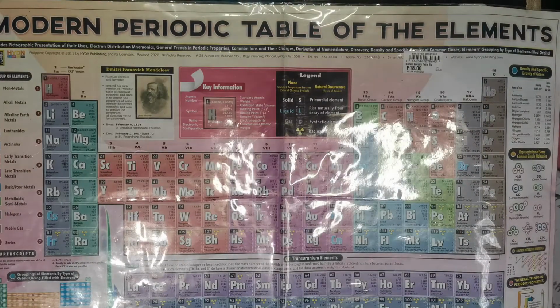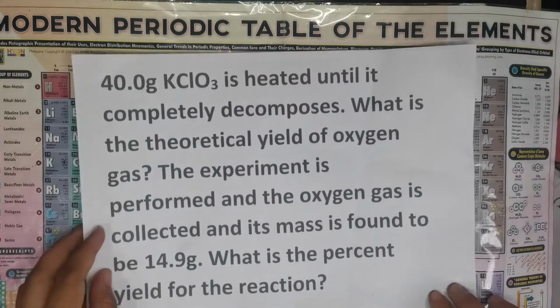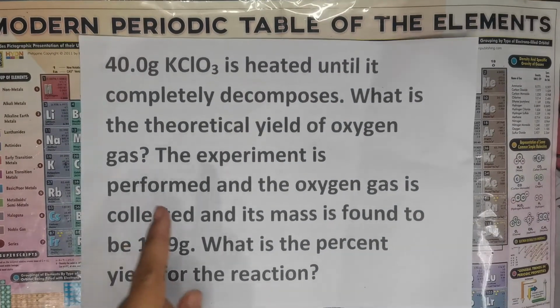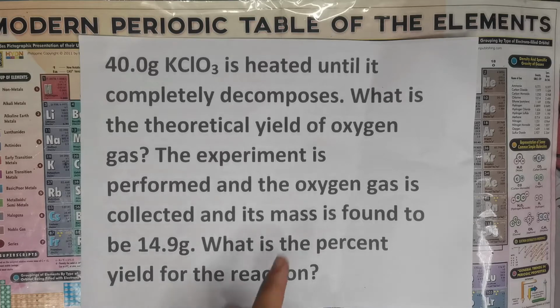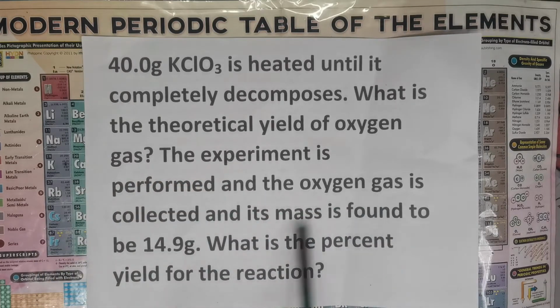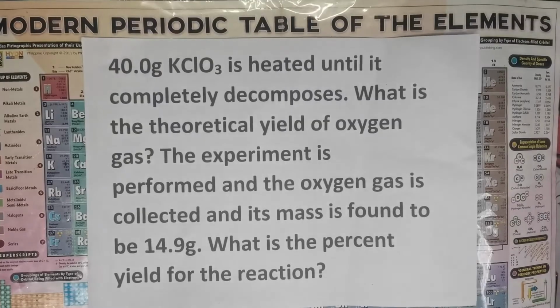So, let's have the problem here. It is written also in your module. We have here 40 grams of potassium chlorate heated until it completely decomposes. What is the theoretical yield of oxygen gas? The experiment is performed and the oxygen gas is collected and its mass is found to be 14.9 grams. What is the percent yield for the reaction?